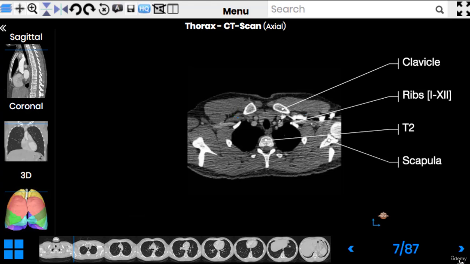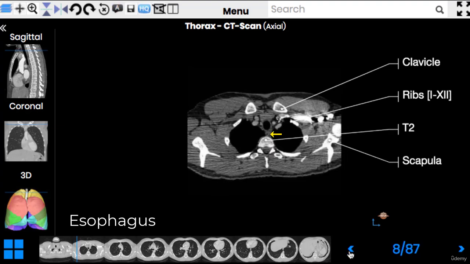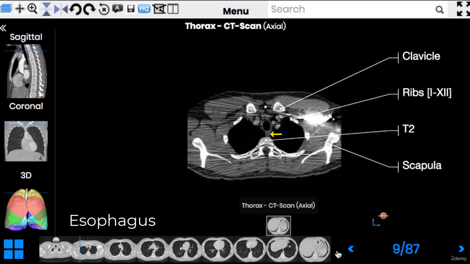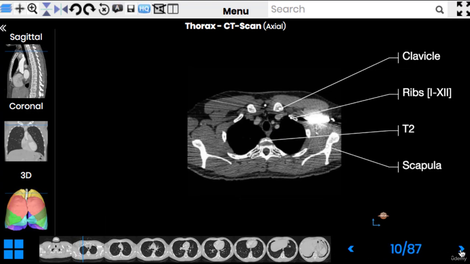Just behind the trachea, but in front of the body of the vertebra, we have some grayish tissue, and this tissue is the esophagus. It's going to stay at the same position in front of the vertebral bodies as it runs towards the stomach in the abdominal cavity.